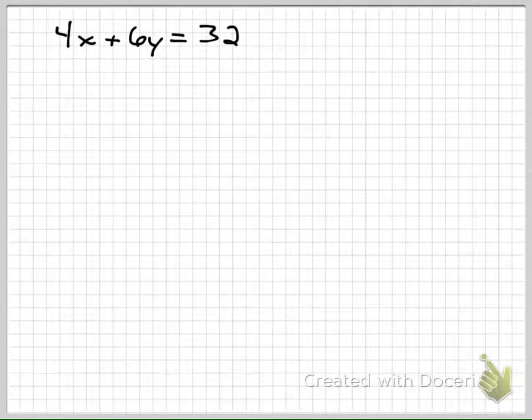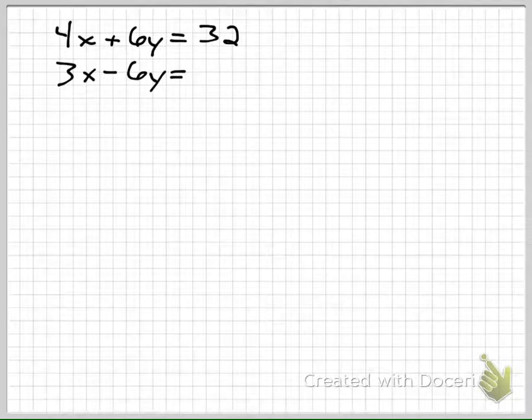It is 4x plus 6y equals 32, and 3x minus 6y equals 3. Okay, I asked you, would you like to solve this by graphing? The answer is no. Couple of reasons. One, big, huge numbers. You don't want to be graphing numbers above like 10.